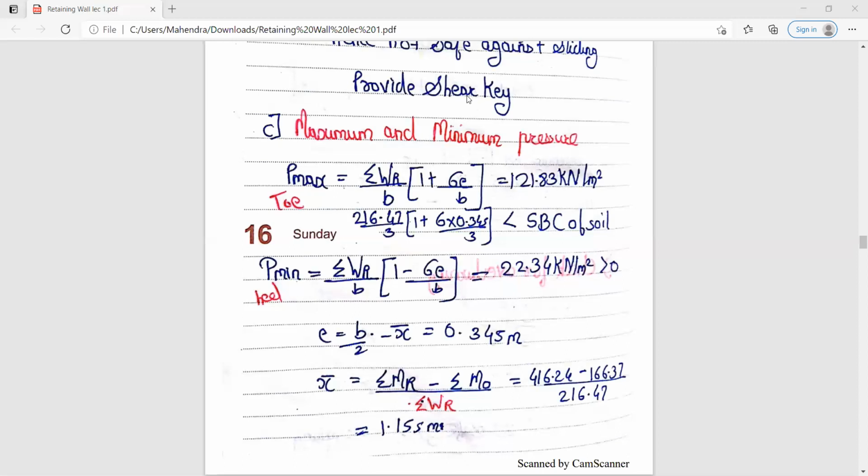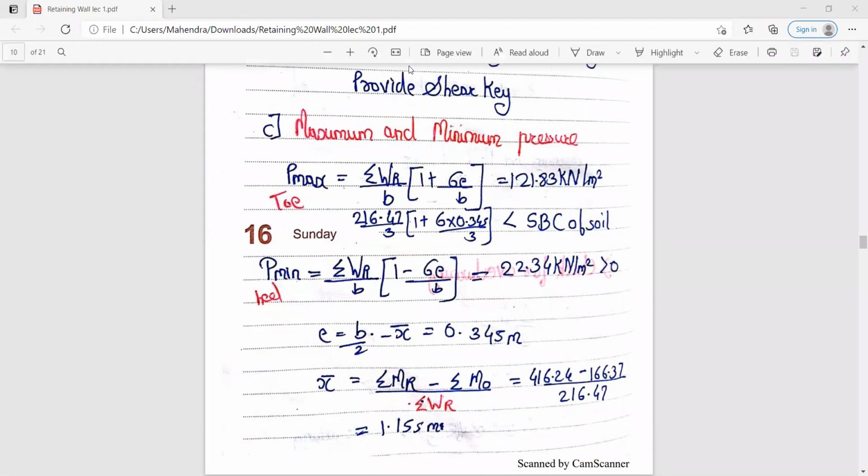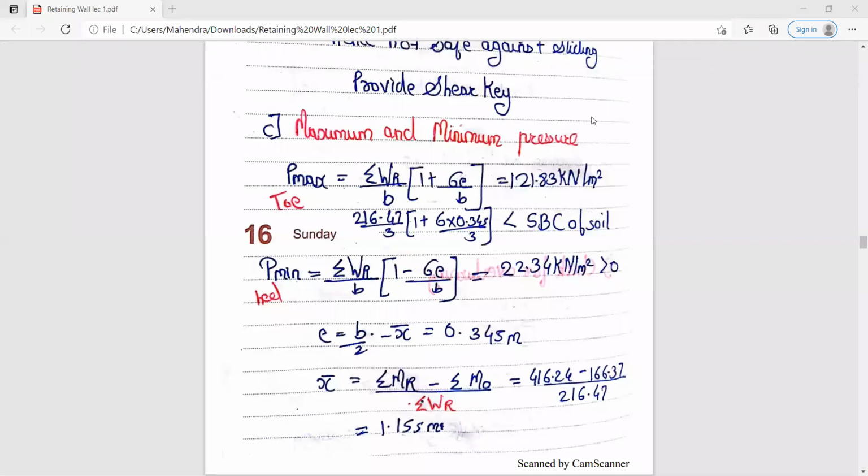If any doubts, you can ask. Yes, completed, Aprilia. Okay.